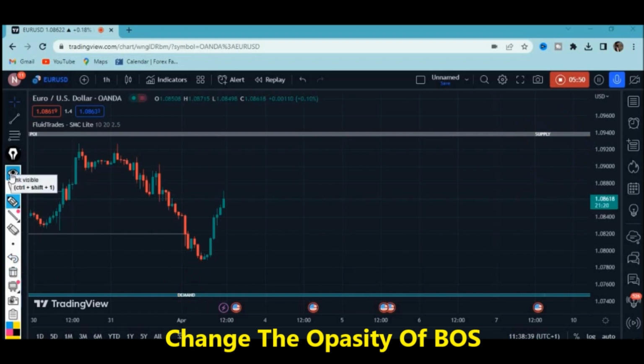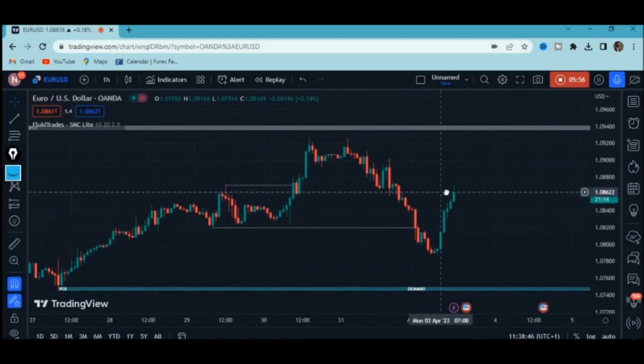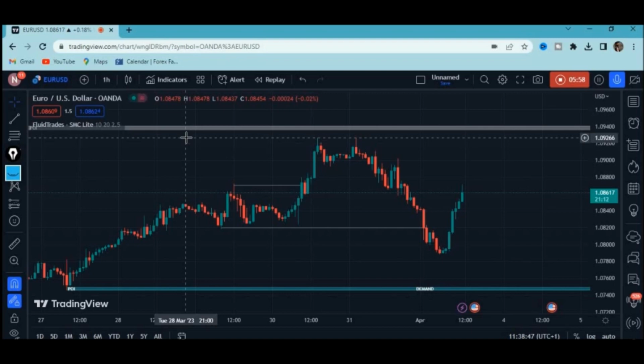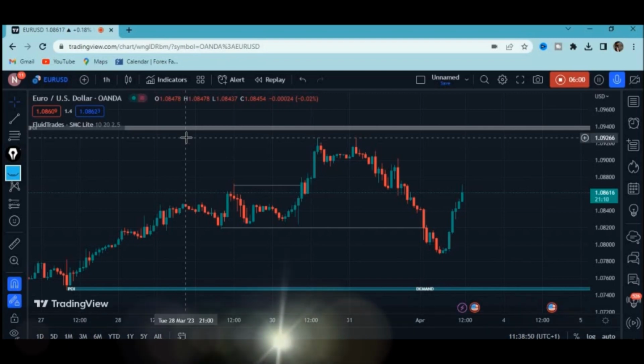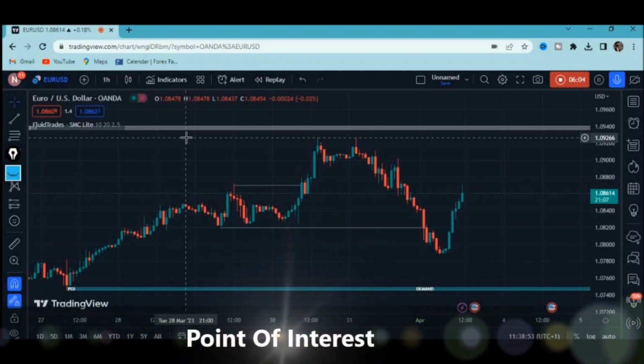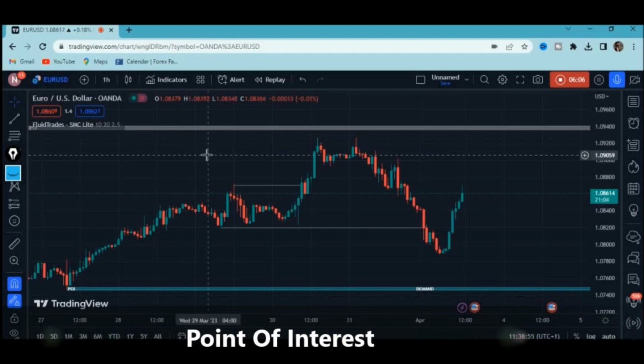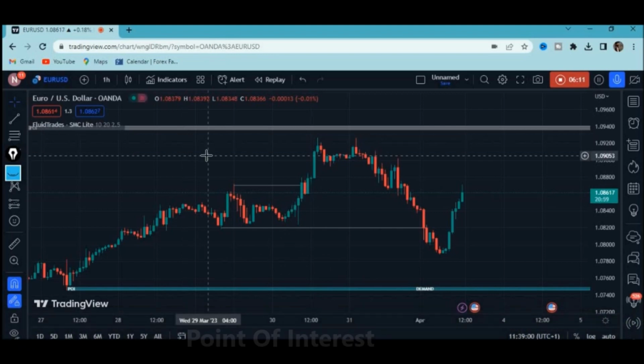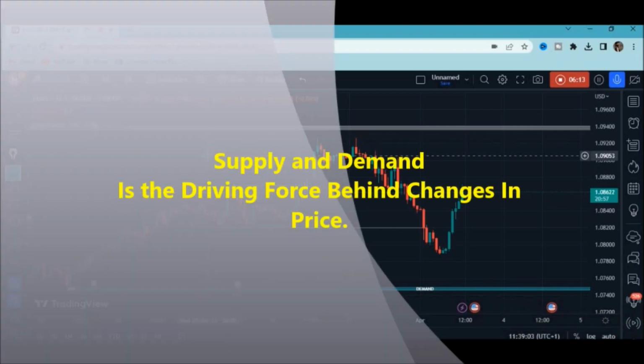So as a trader, you can basically use this indicator, and as well what you're supposed to understand about supply and demand zone is that we can use them as our point of interest. And it being a point of interest means this is where you can look at the market from. Remember, we have seen that supply and demand zone is a driving force behind changes in price. So supply and demand plays a very vital role in Forex trading.